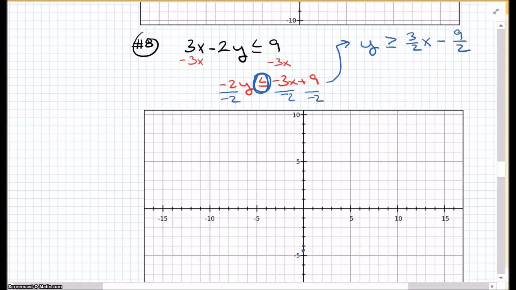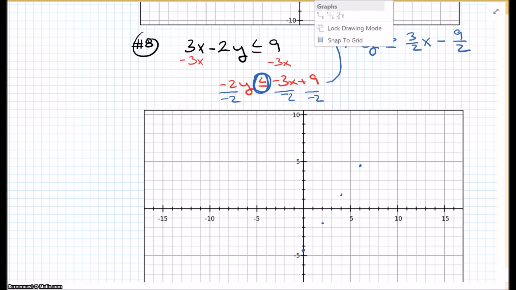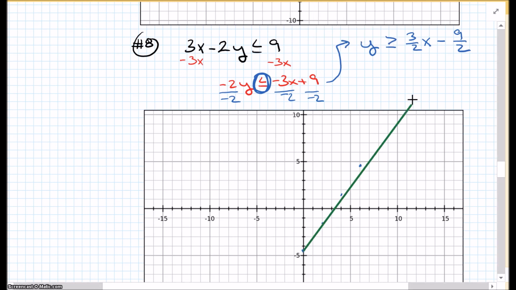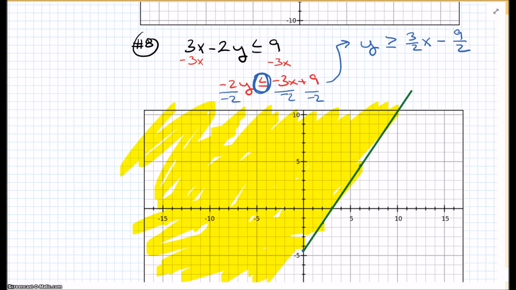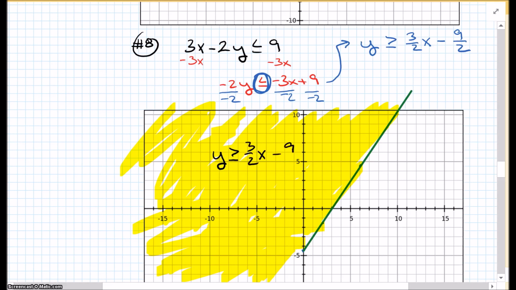So up 3/2, up 3/2, up 3/2. Okay, so now I have enough points to plot my line. And I'm going to graph, it's greater than or equal to, so solid line, and I'm going to shade above it. And again, I like to go ahead and write the equation in the highlighted area, or in the shaded area. So my equation is going to be y is greater than or equal to 3/2 x minus 9/2.